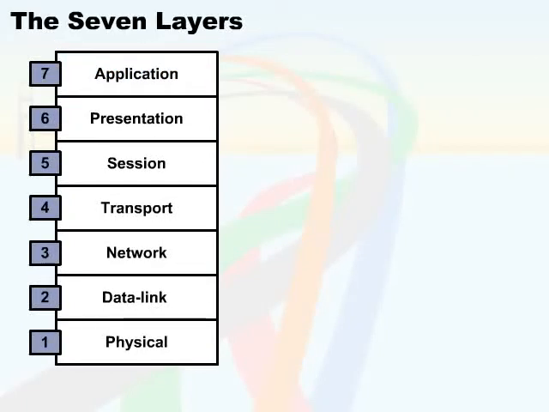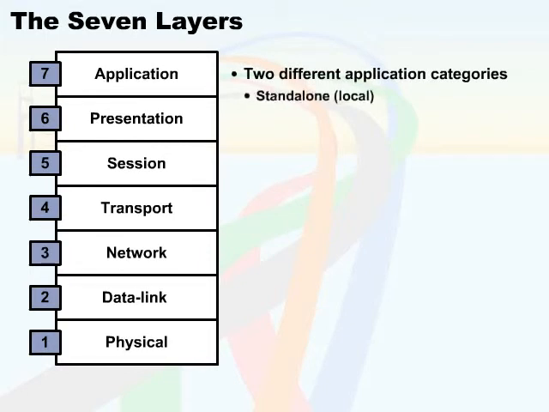When you consider different applications, just think on these lines. There are actually only two different categories of user-based applications. One type is the standalone or local user-based applications. These are the applications that you would run only on your local machine. For instance, a word processing program is a good example.